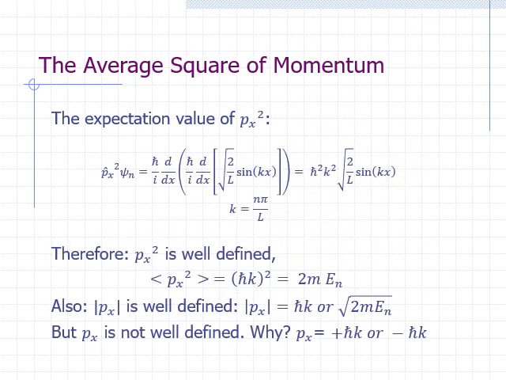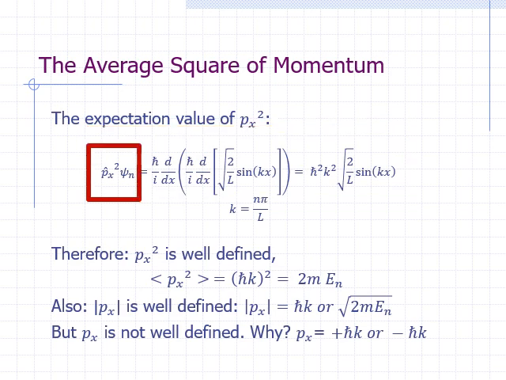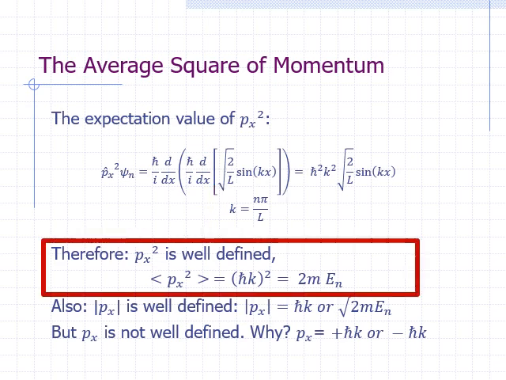What about the expectation value for the square of the momentum? Well, we can actually show that psi is an eigenfunction of the square of the momentum operator. If we apply p sub x hat twice on psi, we get back psi times a constant equal to h bar squared times k squared. Remember that k is equal to n pi over L. Since psi sub n is an eigenfunction of p sub x hat squared, the value of p sub x squared is well defined for a particle in quantum state n.